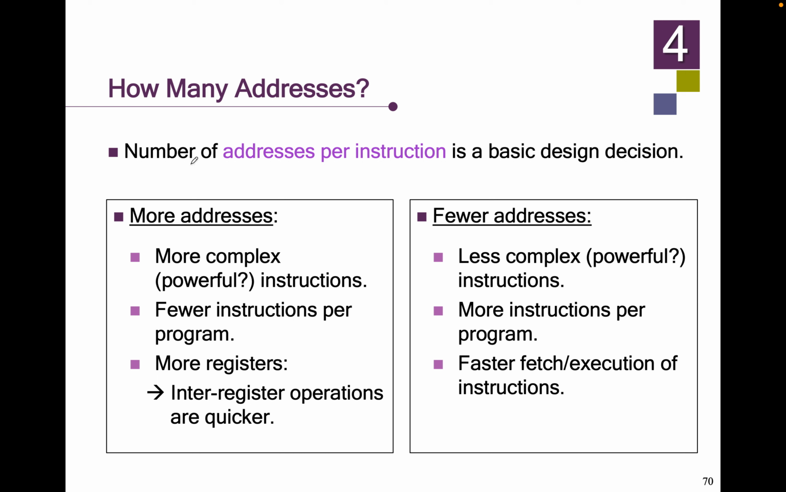The number of addresses per instruction is based on design decisions. With more addresses, instructions are more complex, there are fewer instructions per program, and more registers are needed, which is much quicker. Fewer addresses is less complex, faster to fetch and execute, and means more instructions per program.